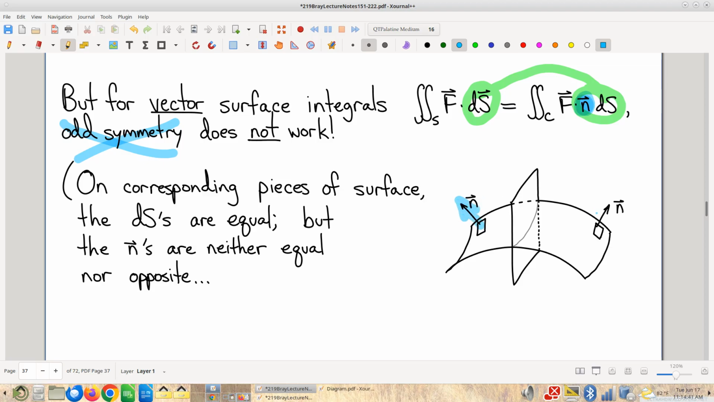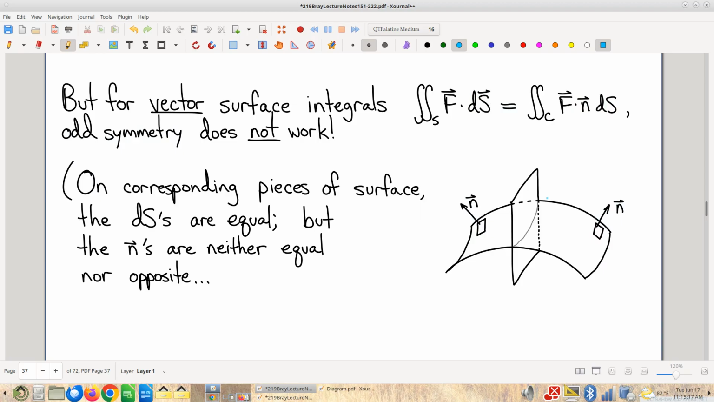You remember the whole point to a symmetry argument is that corresponding pieces on opposite sides cancel. And so everything in the expression needs to be either exactly the same or exactly the negative if you're going to have the cancellation happen. And it just doesn't happen here. These unit normal vectors are not the same. They are not negative. They're just different, we lose.